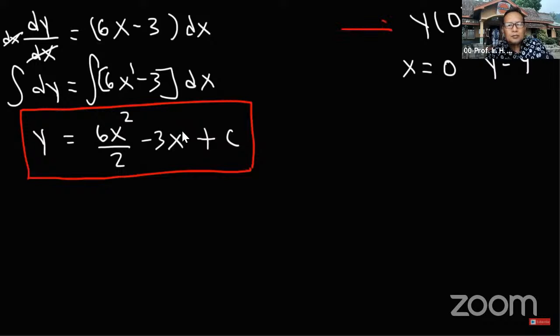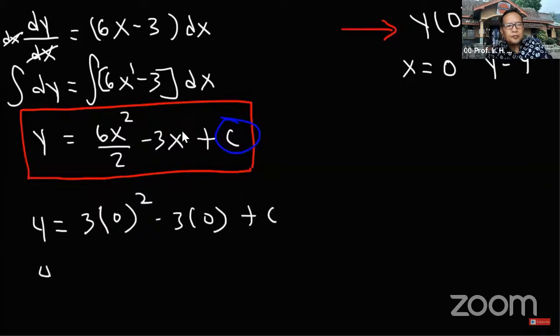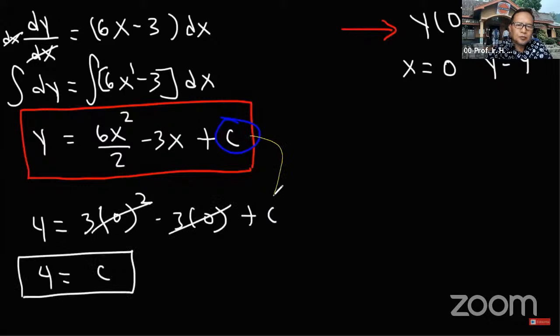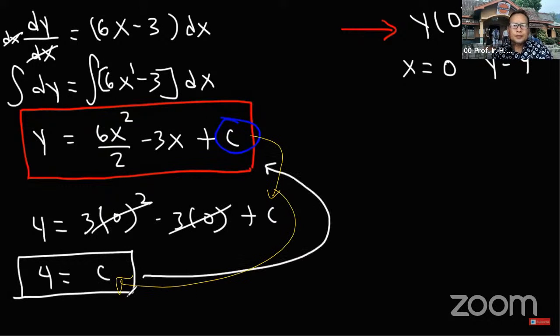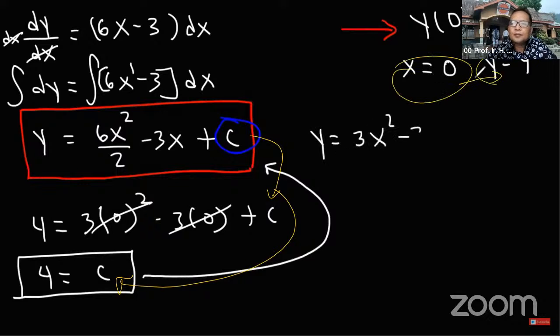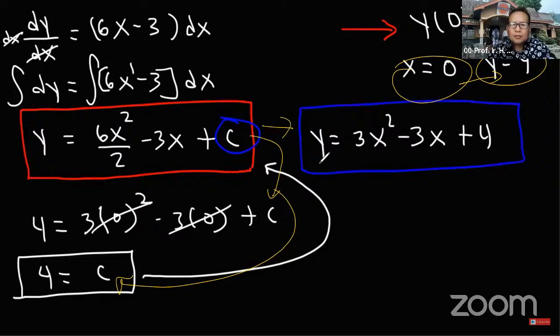But now, we need to plug in our initial value. And the reason why we're going to do that is so that we can find the value of c. So we said that y is 4, 6 divided by 2 is 3, x is 0, and so 0 squared times 3 is 0, so all of this is 0. We can clearly see that c is equal to 4. Now the last thing we need to do is plug in the value of c. So our final answer is going to be y equals 3x squared minus 3x plus 4. So this is the solution to the initial value problem.